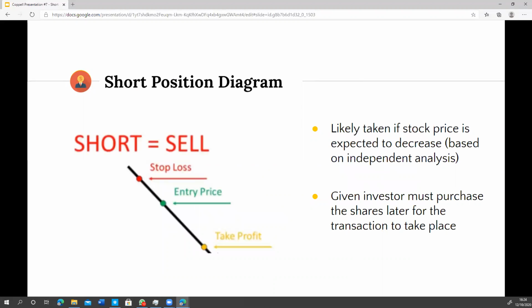An investor would like to take a long position when they feel the stock price is going up, and a short position when they feel the stock price is going to decrease. Long is equivalent to a buy position, but with a short, the given investor must purchase the shares later for the transaction to take place at a later time. So you're betting that the price will go down. So you're hoping to make money off of that downward movement.